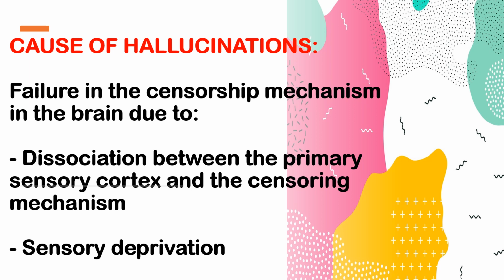Another reason why this censorship mechanism can fail is because of sensory deprivation. The censorship mechanism can operate only when there is a constant flow of sensory inputs. But if by any chance there is a stoppage or impairment of sensory input, such as what happens when there is sensory deprivation, then this censorship mechanism fails. So what would be the effect of this? Earlier perception or memory traces emerge into the conscious and the individual experiences hallucinations.